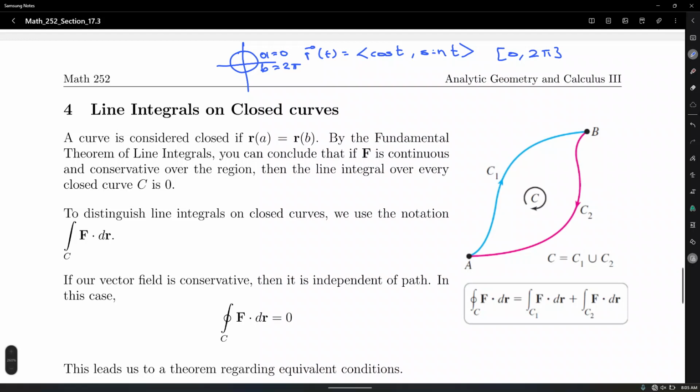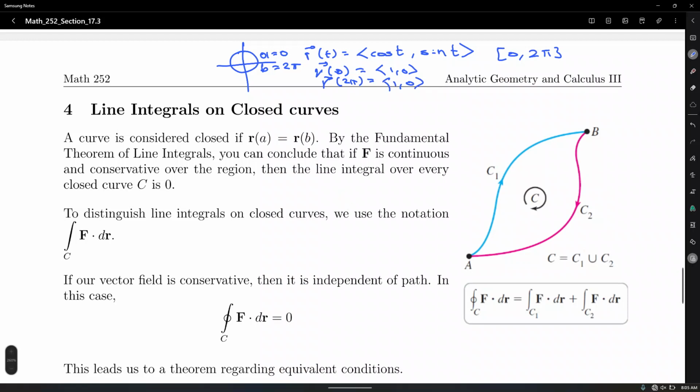So evaluate this at 0. You're going to get whatever value. I think r of 0 is going to be the vector 1, 0. Also r of 2 pi, that's also 1, 0, right? So we're getting the same point for different values of t. So this satisfies the idea of r of a equals r of b. That's what makes a closed curve.